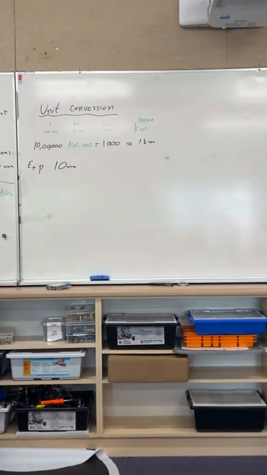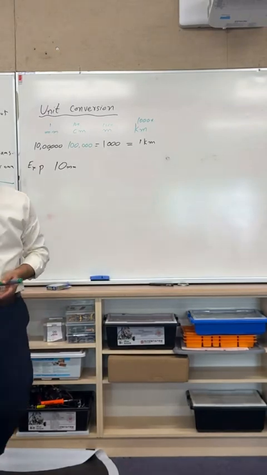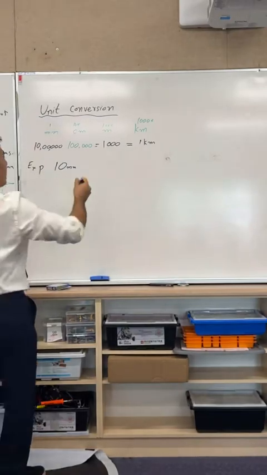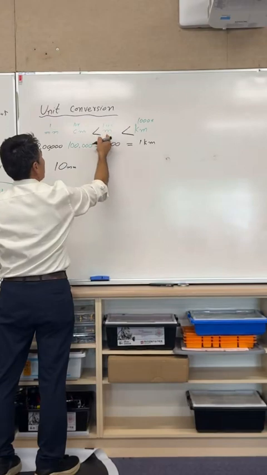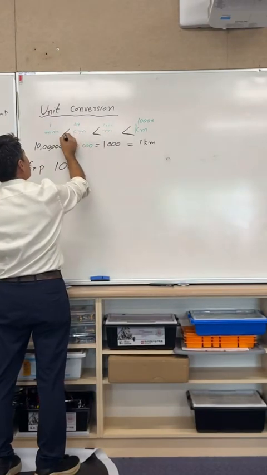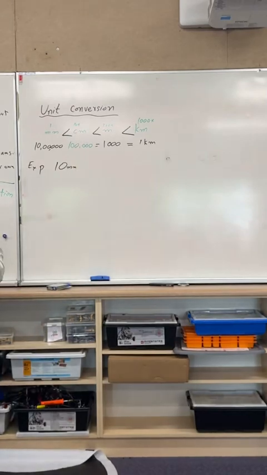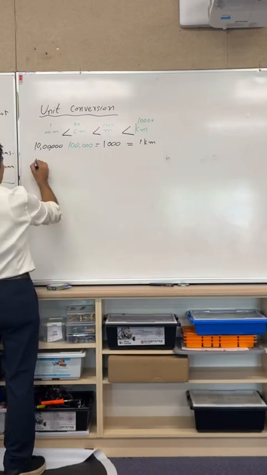Now the question asks you to convert this. One thing you should know: are you converting to a bigger unit or to a smaller unit? Now remember, kilometer is the biggest one. Then meter is bigger than centimeter. Centimeter is bigger than millimeter. I'll tell you some rules here. Let's see rule number 1.